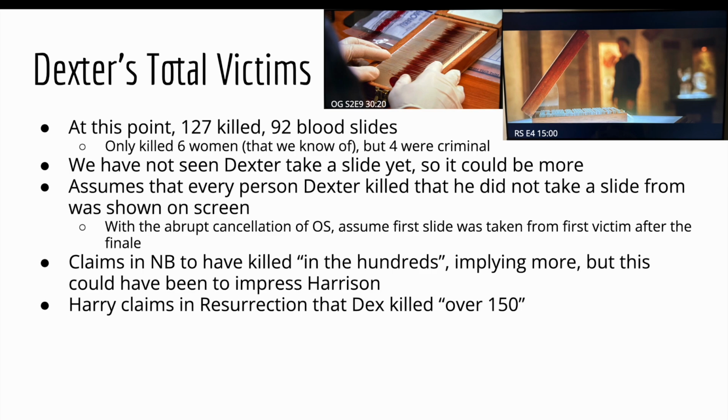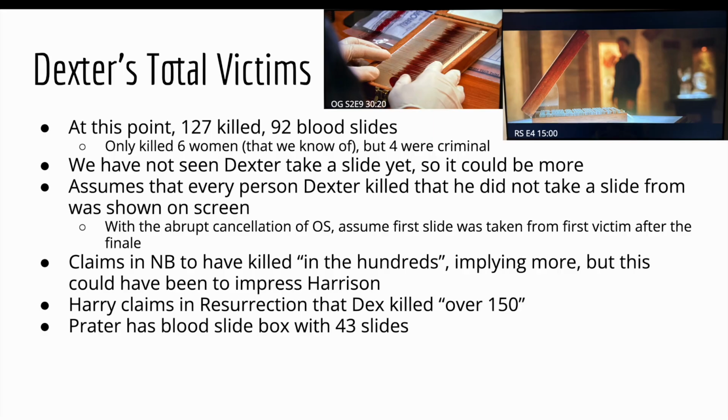In episode 5 of Resurrection, Harry tells Dexter that he has killed over 150 serial killers, so while this number is closer to my number of 127 than in the hundreds, it's still higher, and he's saying over 150, implying that it could easily be like 200.